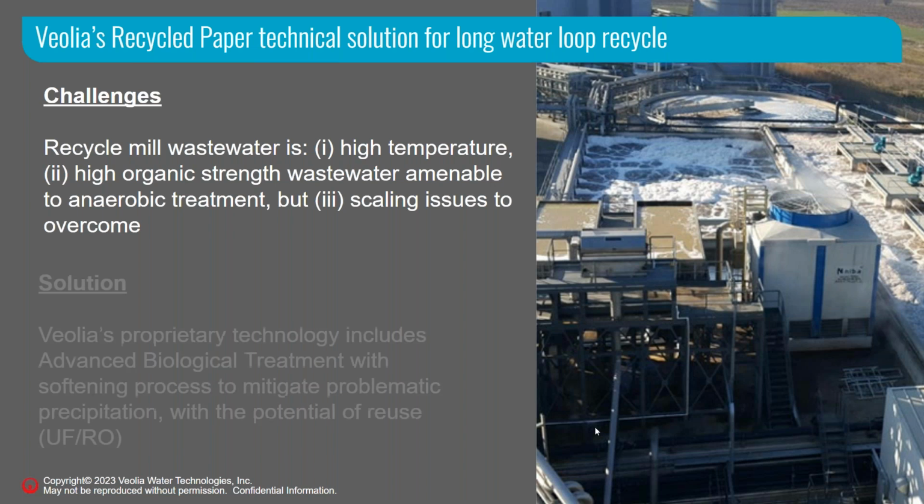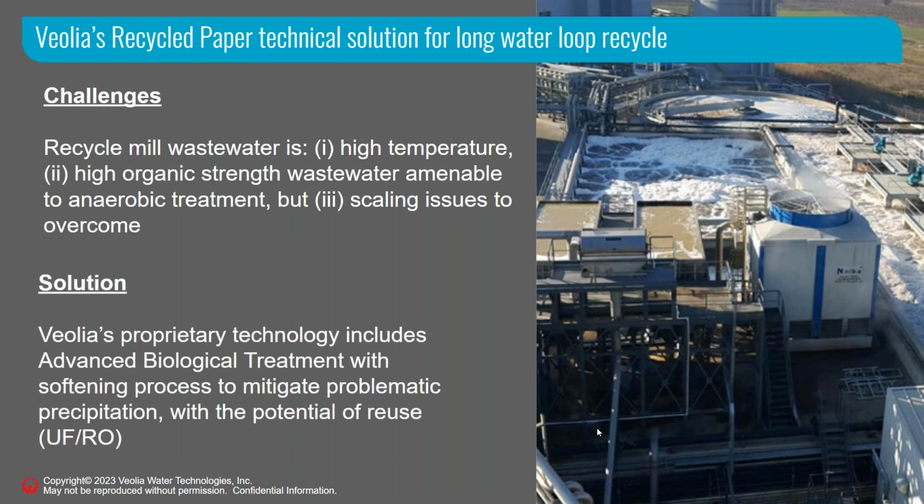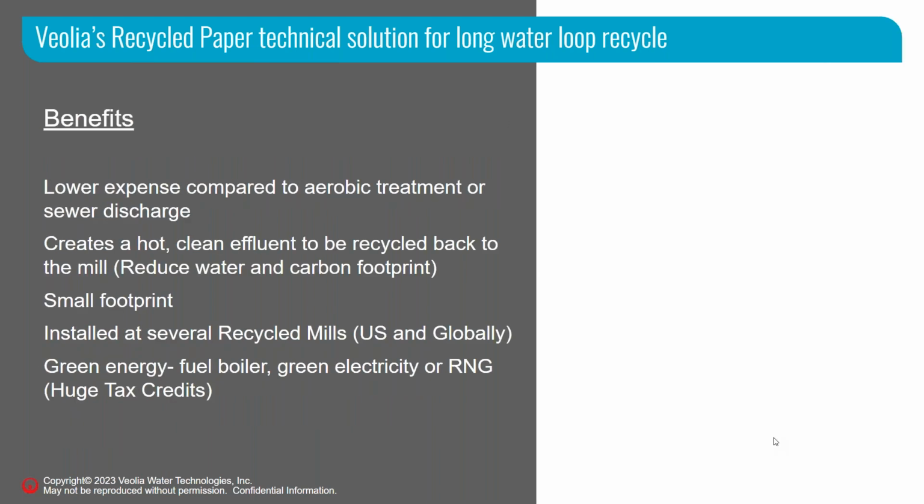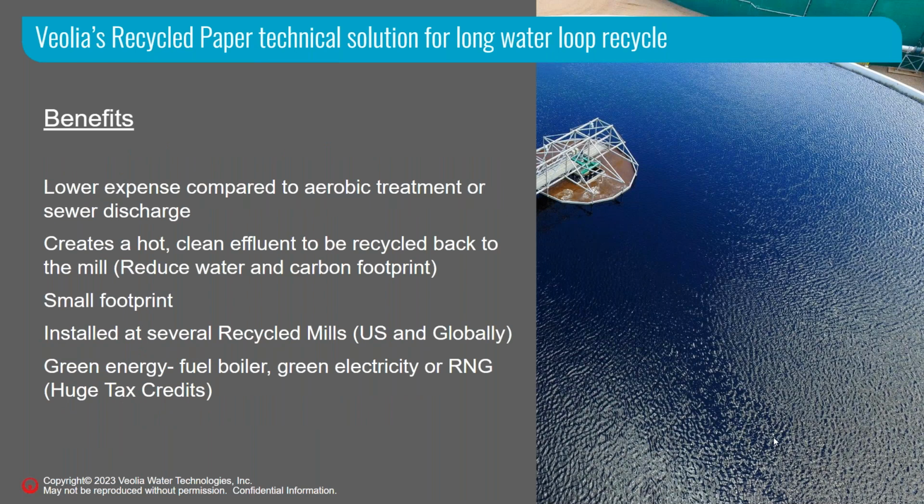Veolia has developed a treatment process train that can solve all of these issues, allowing the hot organic wastewater to be converted into green biogas, even in a high scaling environment. We do this by producing a softened water stream that can then be used to reduce calcium concentrations to below precipitation levels, enabling anaerobic treatment. By implementing Veolia's treatment process, a mill can continue to operate profitably and sustainably by reducing operating costs and reducing their water and carbon footprint through recycling hot water.